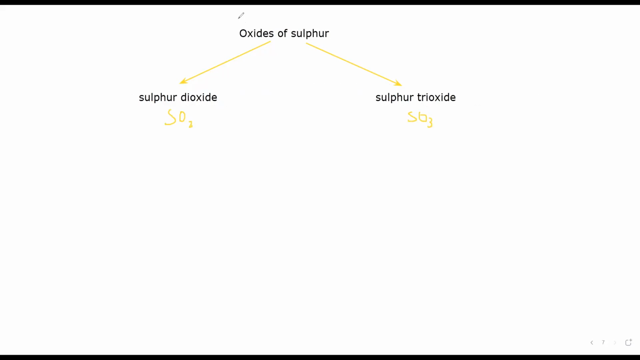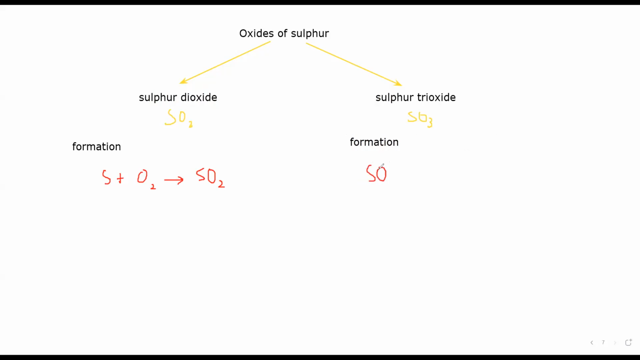Sulfur dioxide formation, how is it formed? When sulfur is burned, when sulfur reacts with oxygen, sulfur plus oxygen results in the formation of sulfur dioxide. And the formation of sulfur trioxide: sulfur trioxide is not a very stable compound, so it can decompose.